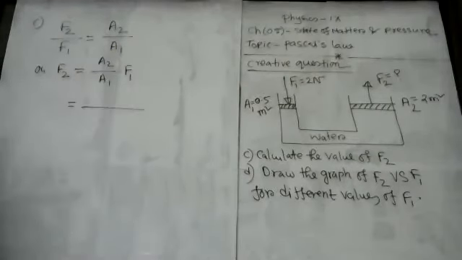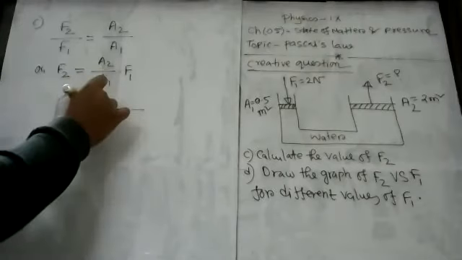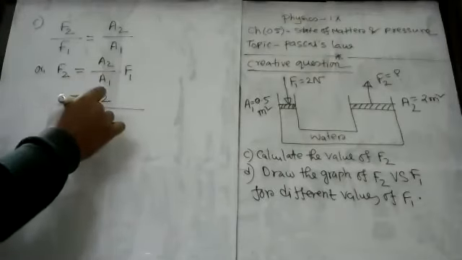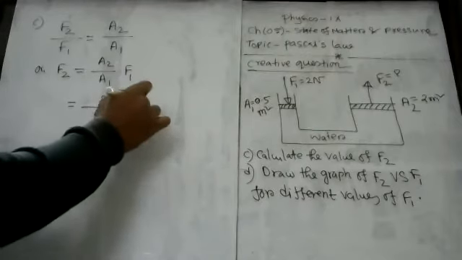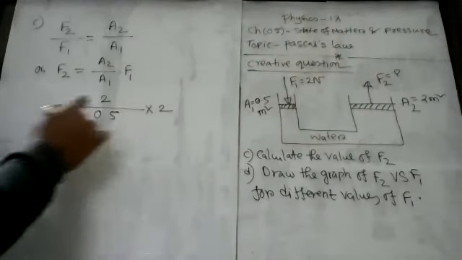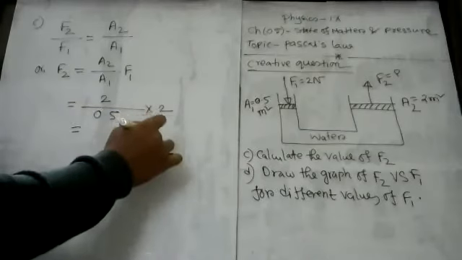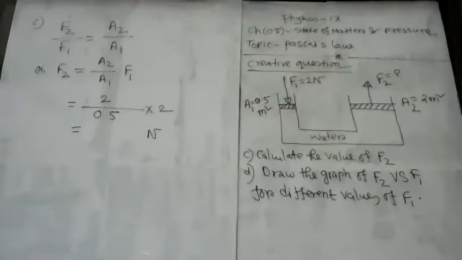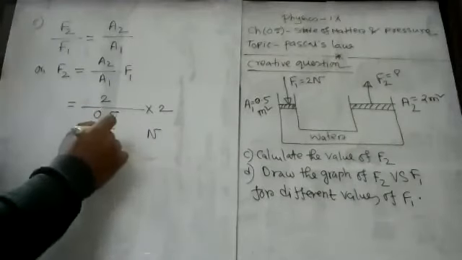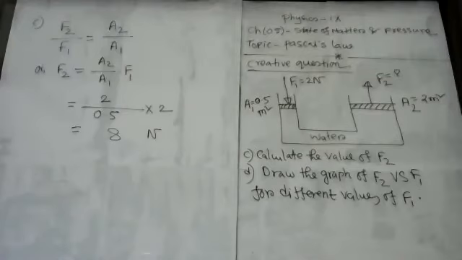Now put in the values: A2 is 2, A1 is 0.5, multiplied by F1, which is 2. So what is the force F2 at the large piston end? Find the force F2 at the large piston end. 8 Newton. Very good.